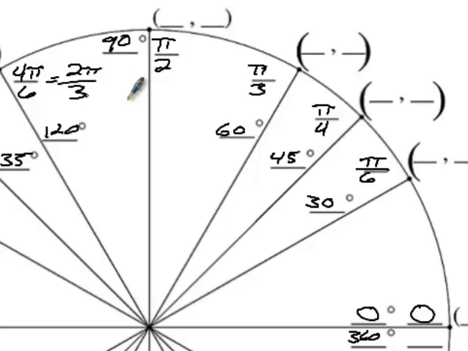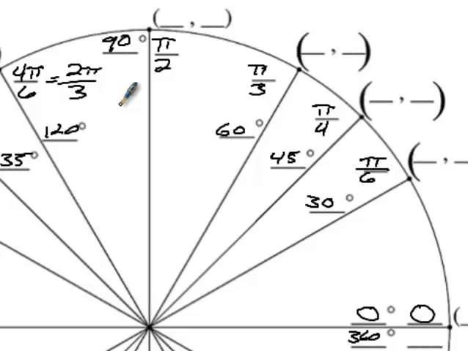2 pi over 3. Which again, 1 pi over 3 is 60, right? So how many 60s in a 120? 2, so pi over 3 becomes 2 pi over 3. That's all I'm doing, is counting by the sector once I know how big the sector is from the first quadrant. It's the same thing, because it depends on if you're counting by 30s or 60s.